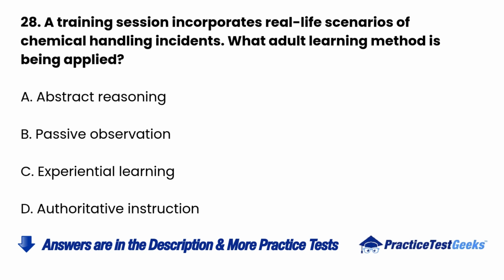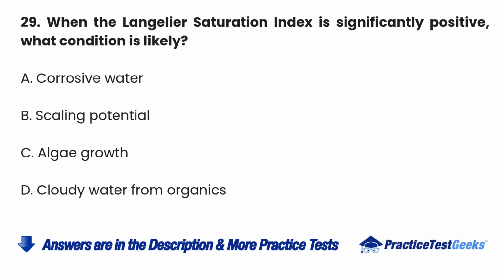28. A training session incorporates real-life scenarios of chemical handling incidents. What adult learning method is being applied? A. Abstract reasoning. B. Passive observation. C. Experiential learning. D. Authoritative instruction.